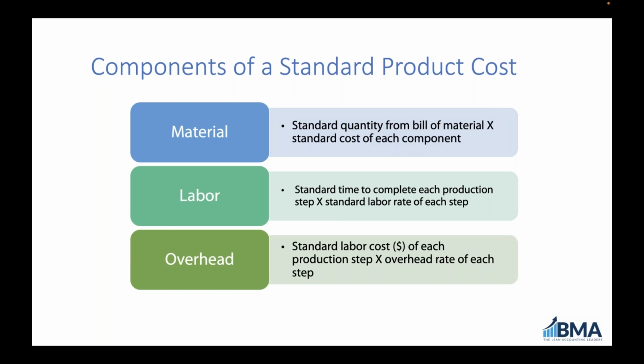Overhead, most of the time, is derived from the standard labor cost. How many dollars of standard labor are there in any product or each production step? And you multiply that by the overhead rate of that production step. And much like the labor rates, you can really have as many overhead rates as you want. And all of this is designed to create what I would say is an illusion of accuracy.